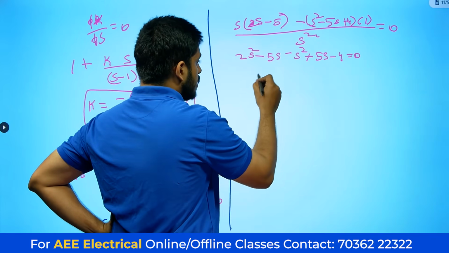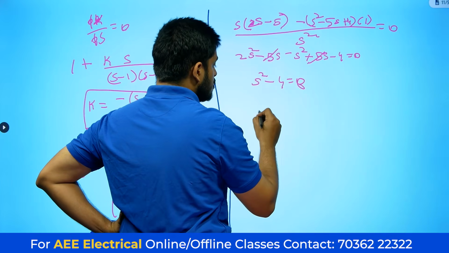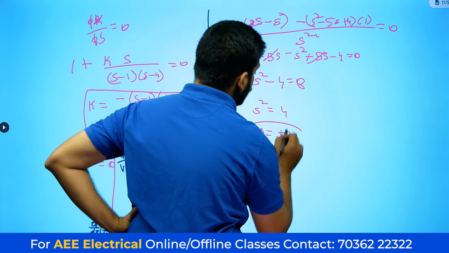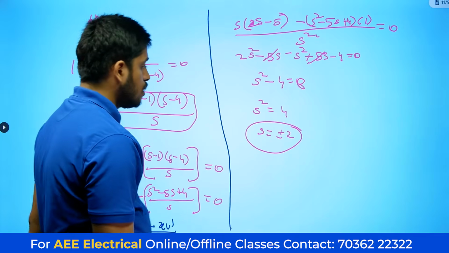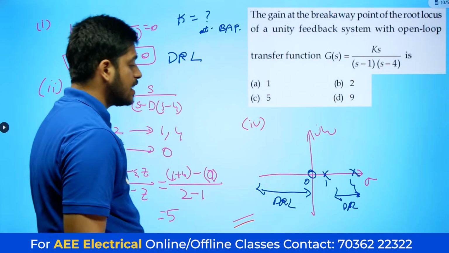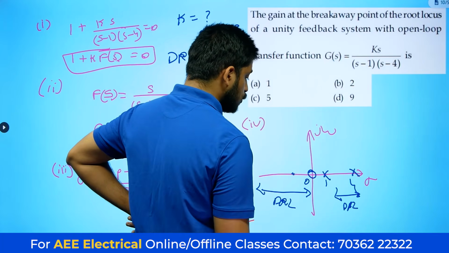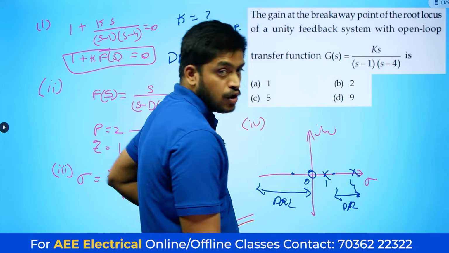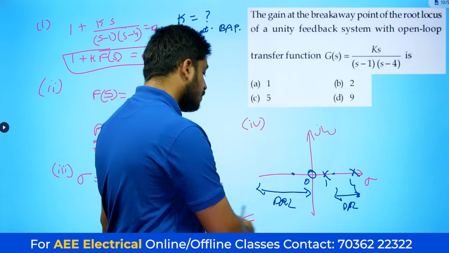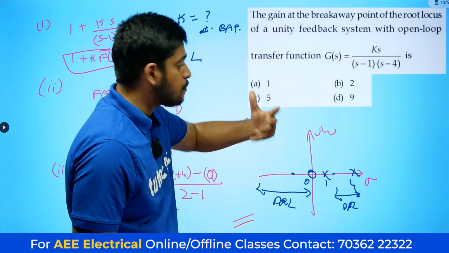Resolving this, 2s square minus s square is s square, plus 5s minus 5s gets cancelled, s square minus 4 is equal to 0. s square is equal to 4, s is equal to plus or minus 2. So I have two breakpoints, plus 2 and minus 2, but we need to see whether they lie in the DRL or CRL. As we have DRL, we will see. Somewhere here minus 2 will be, and here plus 2 will be. Both options are correct, we get DRL in both cases. So both are breakpoints, but we need to see which breakpoint gives which option.